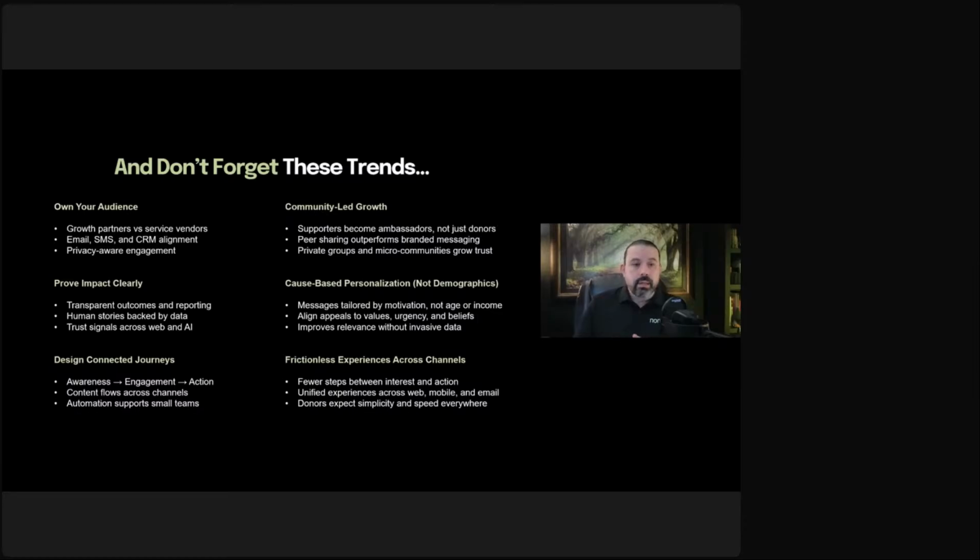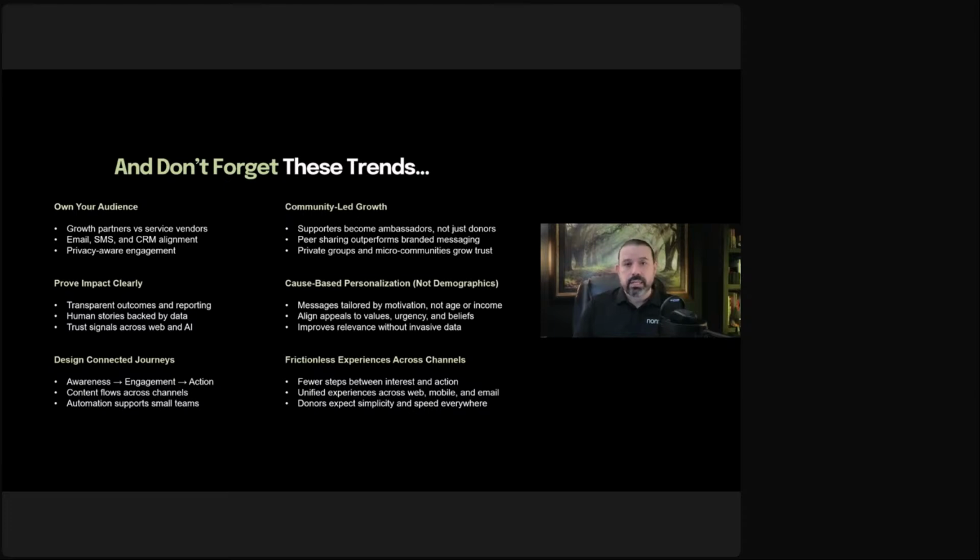Also, proving impact with clarity. Transparency is becoming really, really important in the nonprofit world. Now, that's always been the case, but because we're now seeing this in the financial industry, we're seeing this in even the political climate, we're looking for clarity and transparency because things aren't quite as believable as they were before. People want to know that what you're doing is real, the impact that you have is real, and where their money is going is real. So we want to make sure that we're able to prove that to folks.